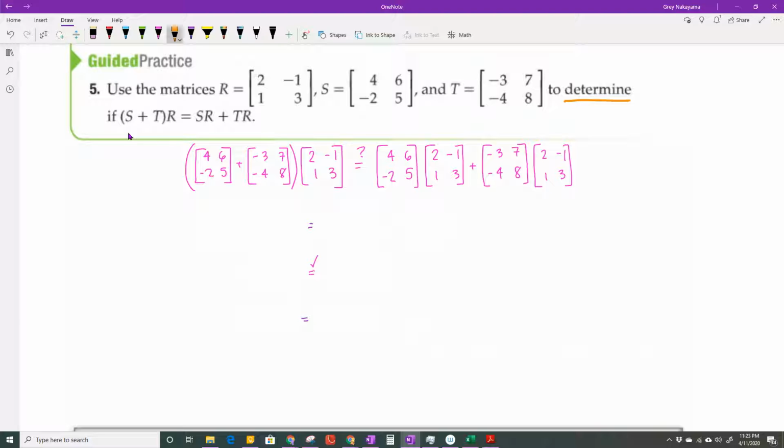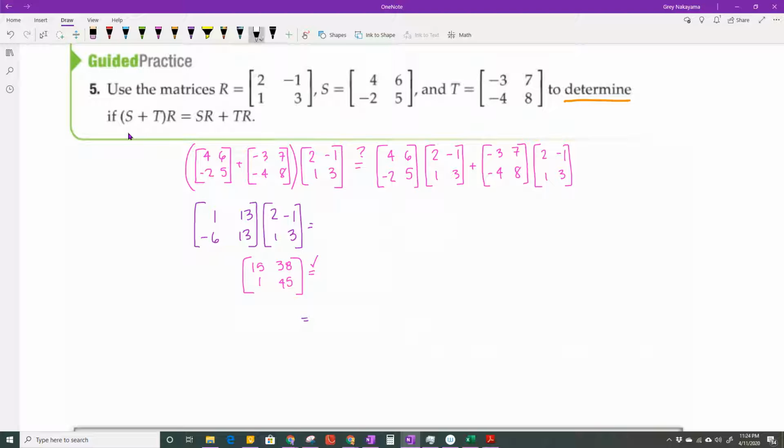So on the left side, if I were to simplify what's inside my parentheses, remember to add, we add corresponding elements. So 4 plus negative 3 is positive 1. I'll fix that. And 6 plus 7 is 13. Negative 2 and negative 5, that's negative 6 and 13. Multiplying that by R. And then to multiply that, 1 times 2 is 2. 13 times 1 is 13. So 2 plus 13 is 15.